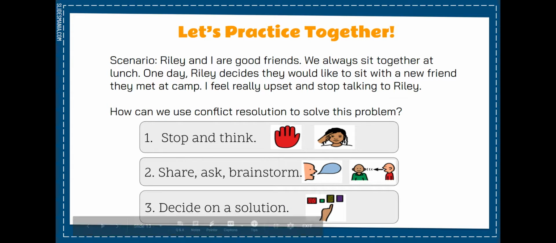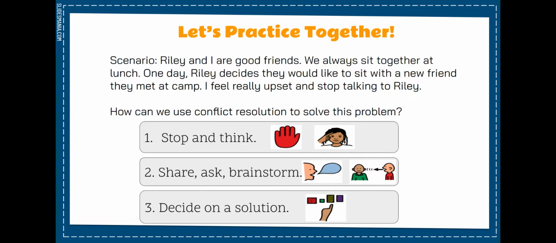Now we're going to practice walking through the conflict resolution model together. Here's the scenario. Riley and I are good friends. We always sit together at lunch. One day, Riley decides that they would like to sit with a new friend that they met at camp. I feel really upset and stop talking to Riley. How can we use conflict resolution to solve this problem?